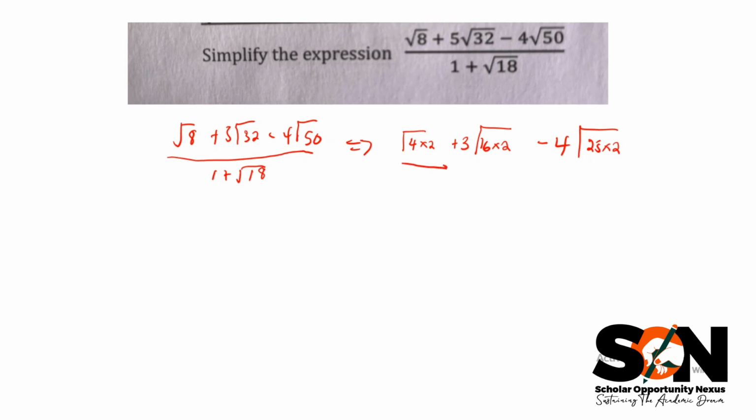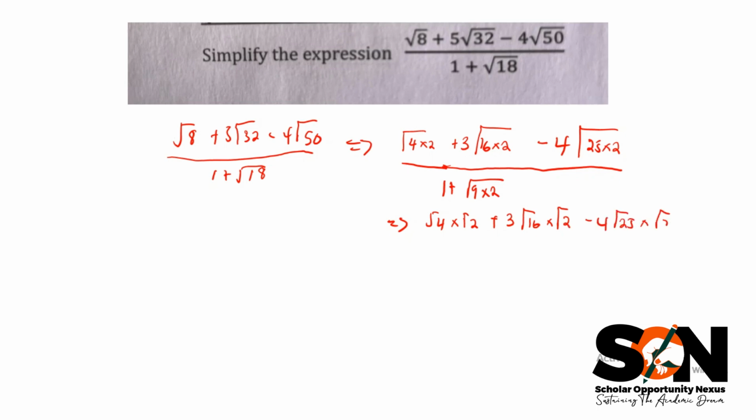So if they want to trick you, they will usually multiply a perfect square with what? A prime number. So you need to remove the prime number and then you get your perfect square. Okay. Then this will give us what? So this will now be square root of 4 times square root of 2 plus 3 square root of 16 times square root of 2 minus 4 square root of 25 times square root of 2 all over 1 plus square root of 9 times square root of 2.